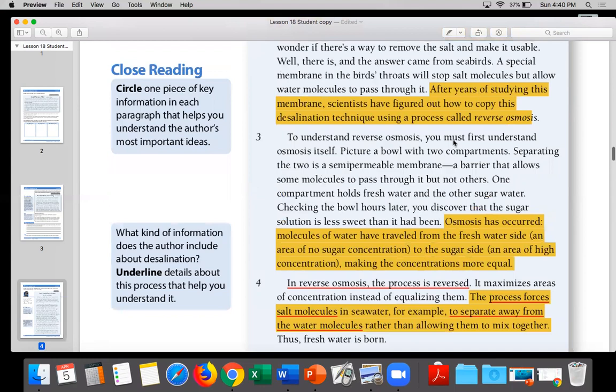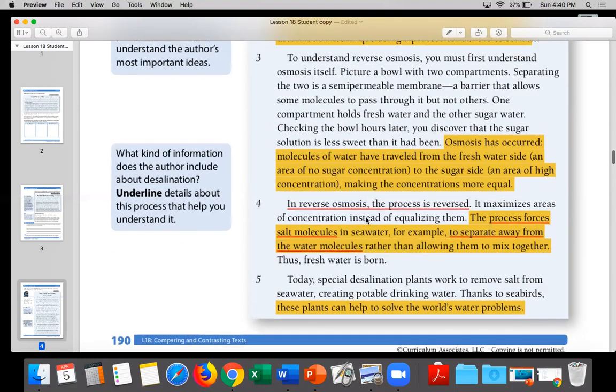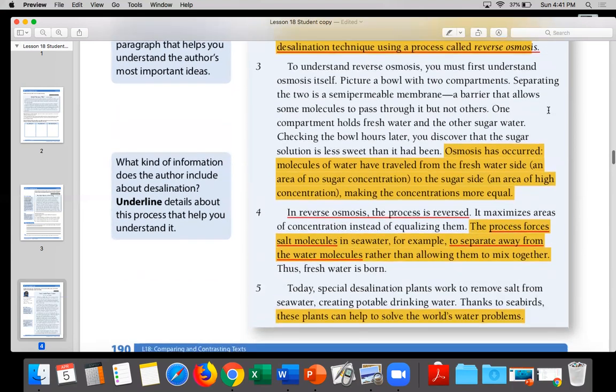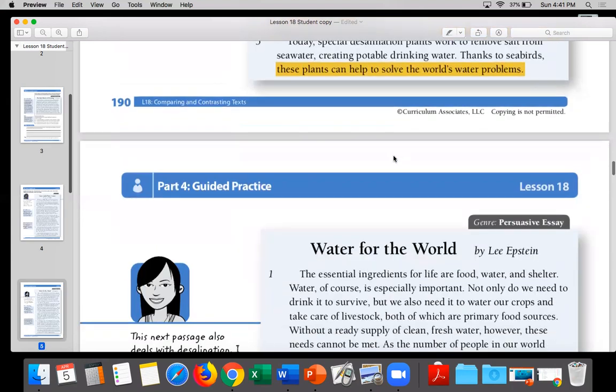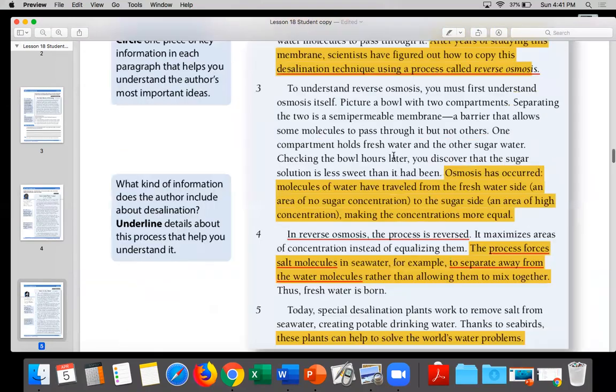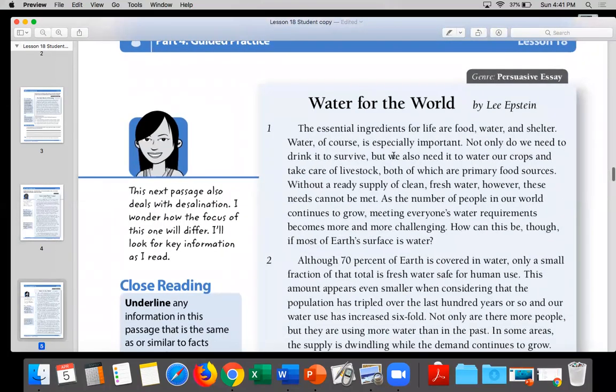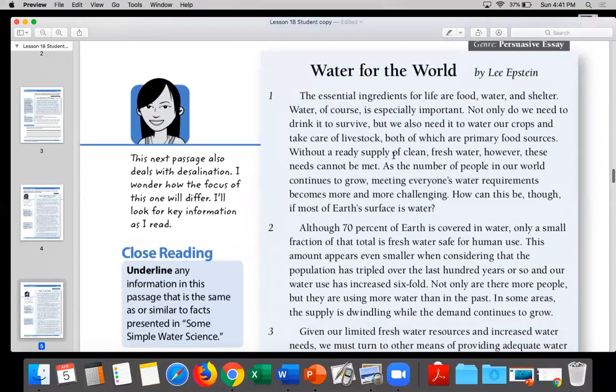Oh, well, that's kind of already right there, but if you wanted to, you could go ahead and underline this up here. The desalination technique uses a process called reverse osmosis. Okay, let's go on to the next page. So right here we had a report. Now we've got a persuasive essay by Lee Epstein, Water for the World.